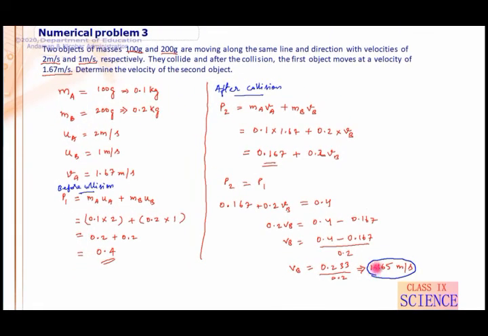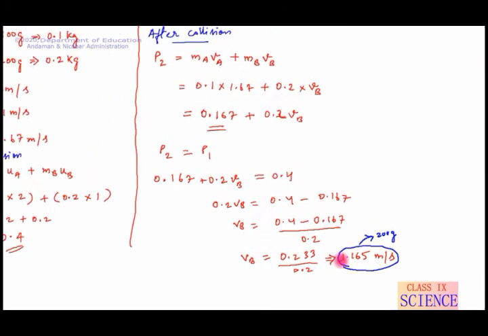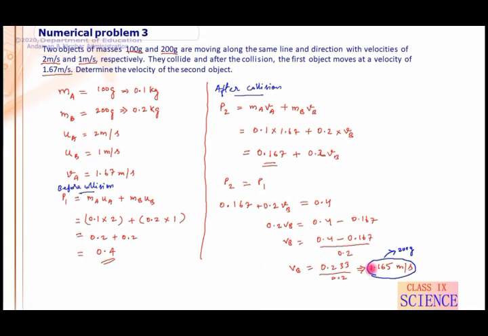When the first object of mass 100 gram hits the second object of mass 200 gram, then after collision, the velocity acquired by the second object, that is having 200 gram, will be 1.165 meter per second. Here plus sign indicates the direction of velocity is with the direction of motion in which the object B was moving. This way the numerical problem could be solved.